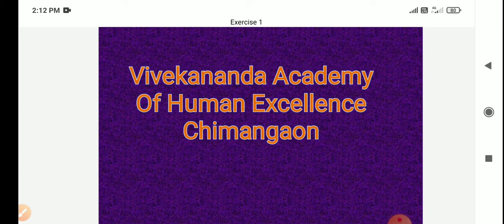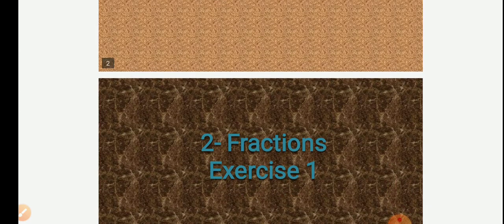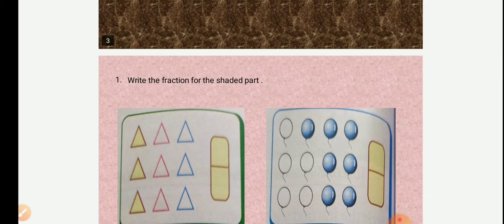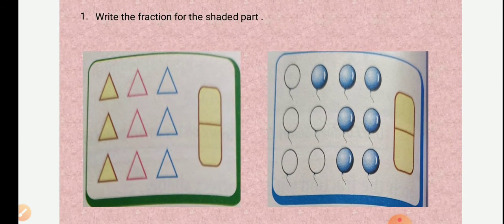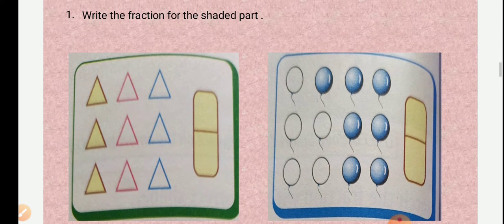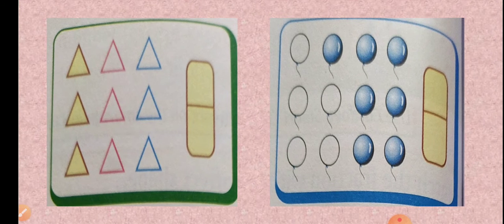So, from that we will solve exercise 1. Let's see the first question. Look here, we have to write the fraction for the shaded parts. We will see the first picture. So students, first, do you know what is meant by fraction? Yes, the parts of a whole are called fractions.